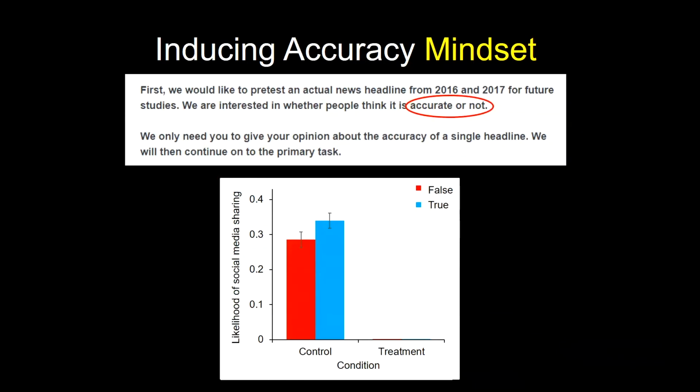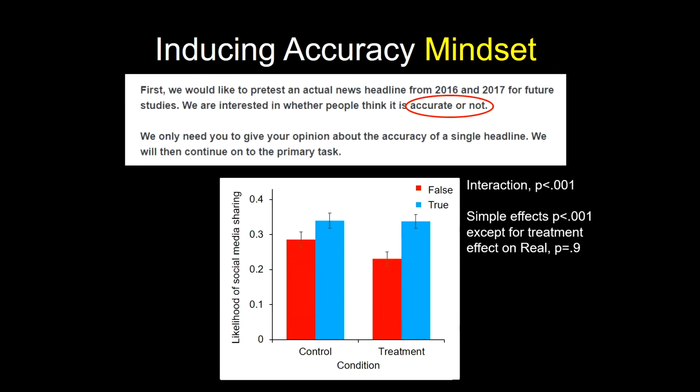And in the treatment, everything is exactly the same, but at the outset of the study, we asked them to judge the accuracy of a single politically neutral headline, ostensibly as part of a pretest for another study about accuracy. Then they go on to complete the same task as the people in the control condition, saying how likely they would be to share various headlines. But unlike the people in the control, these people are more likely to be thinking about accuracy and just have accuracy top of mind because they just answered that accuracy question. And we see that as a result, it makes them significantly less likely to share false headlines. And in fact, it doubles how discerning they are. That is, it doubles the difference in sharing likelihood between true and false.